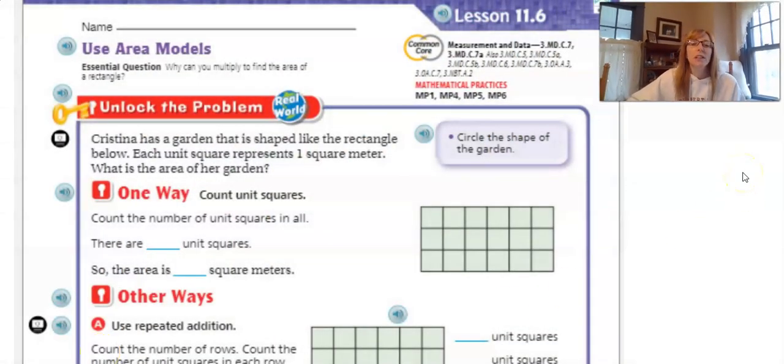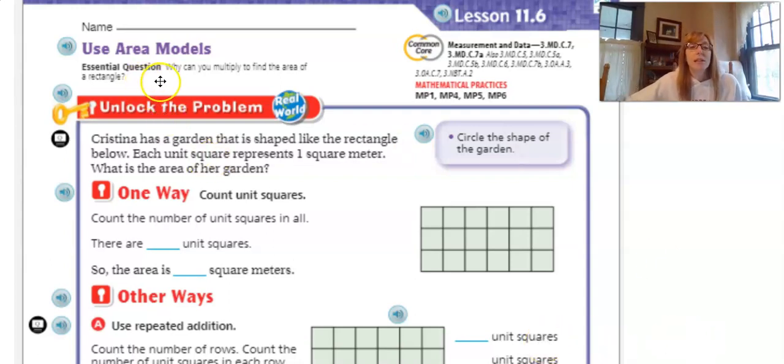So we are looking at page 655, and it says, why can you multiply to find the area of a rectangle? Now this lesson should go really quick because from the beginning, I've been teaching you the different formulas. Perimeter is length plus width, whereas area is length times width. We've been multiplying the whole way along when we saw that there was almost an array, with the same amount in each row or column, and we were multiplying.